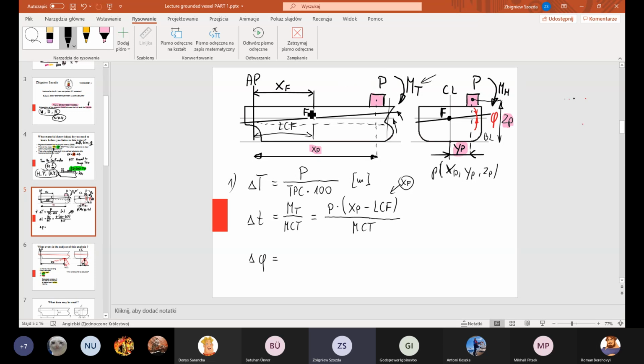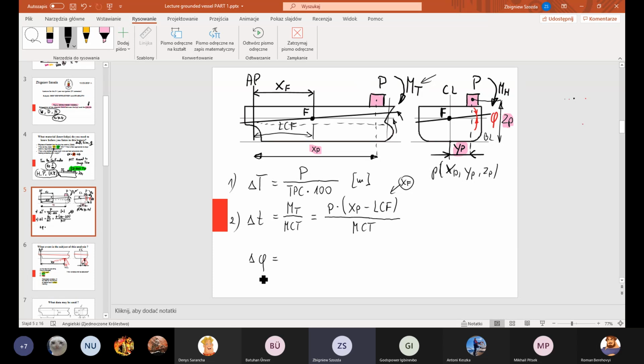If you want to calculate moment, you have to multiply force by a distance. Yeah? Force acting in a point of action XP, and which distance? Distance between point of action and point of rotation, the so-called pivot point. Yeah? So the second degree of freedom is done.